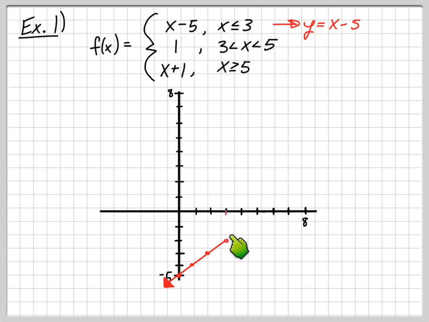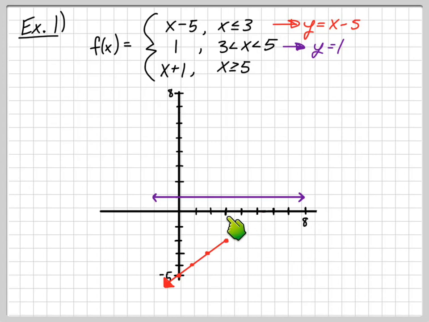Okay, next piece we need, 1. How do you graph this? Well, if it's f of x equals 1, that's really just like y equals 1. So y equals 1, that's reasonable, we can handle that. That's just a horizontal line. Go to 1 on the y-axis and draw a horizontal line. But again, since this is a piecewise function, we only want that line to exist between 3 and 5 for the x values. So that should give you a clue as to where we're going to chop this line off.